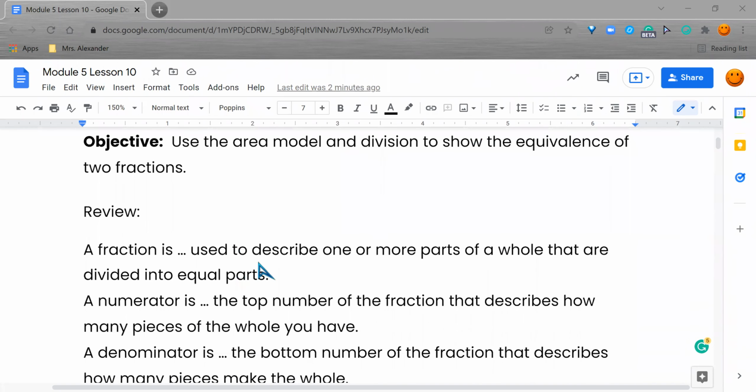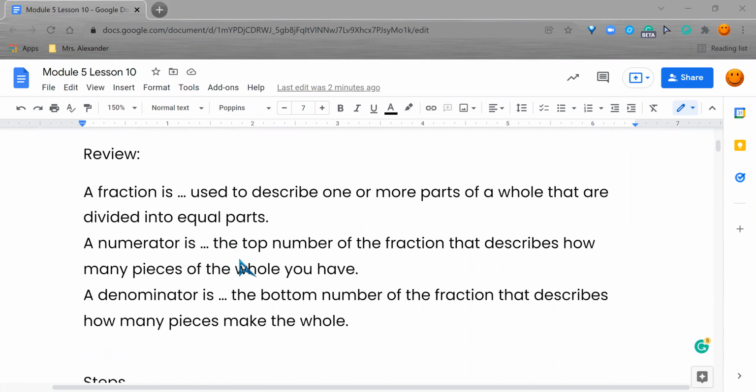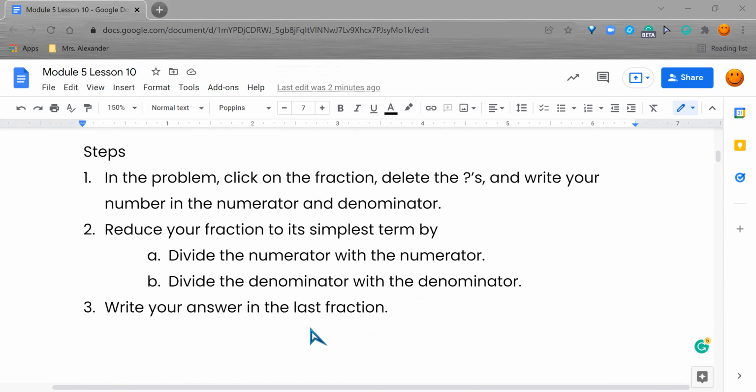Remember, a fraction is used to describe one or more parts of a whole. They're divided into equal parts. Numerator, the top number of a fraction, describes how many pieces of the whole you have. And the denominator, the bottom number of the fraction, describes how many pieces make the whole. Great job. Here are the steps.